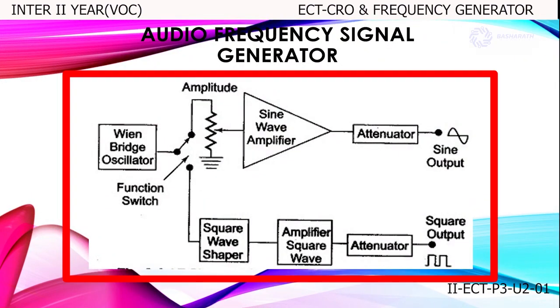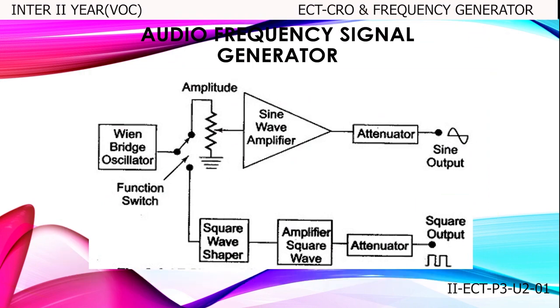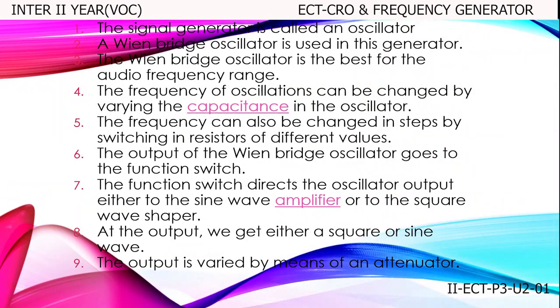This is the block diagram of an audio frequency signal generator. The signal generator is called an oscillator. A Wien bridge oscillator is used in this generator. The Wien bridge oscillator is the best for the audio frequency range. The frequency of oscillations can be changed by varying the capacitance in the oscillator. The frequency can also be changed in steps by switching in resistors of different values.